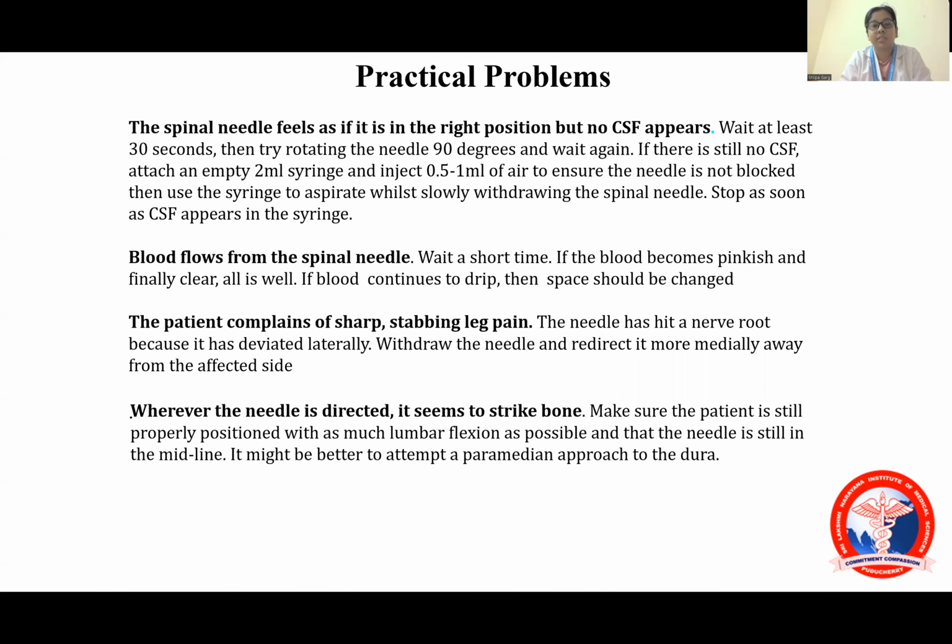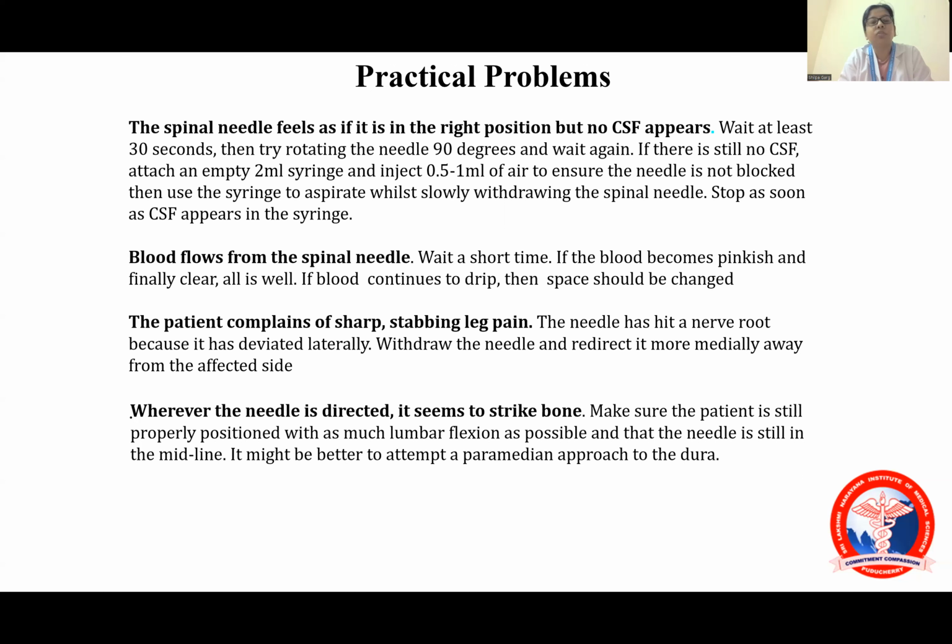If still there is no CSF, we have to take an empty 2 ml syringe, attach it to the needle, inject 1 ml of air to ensure that the needle is not blocked, then use the syringe to aspirate CSF. But at the same time, we withdraw the spinal needle. And the point where CSF comes in the syringe, we have to stop and we can inject it.